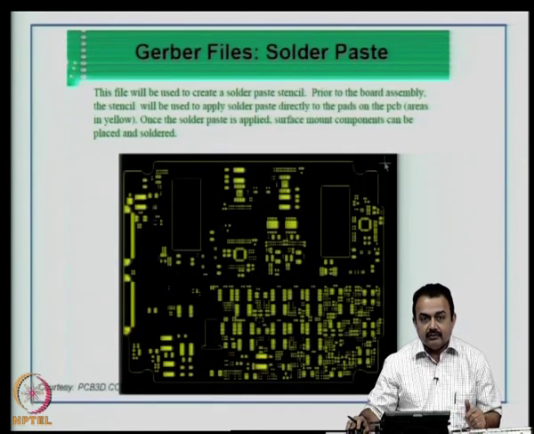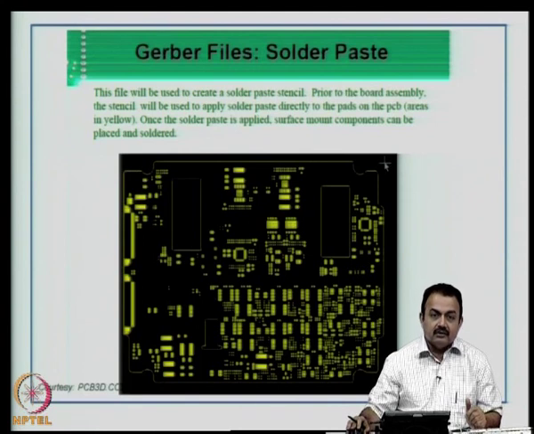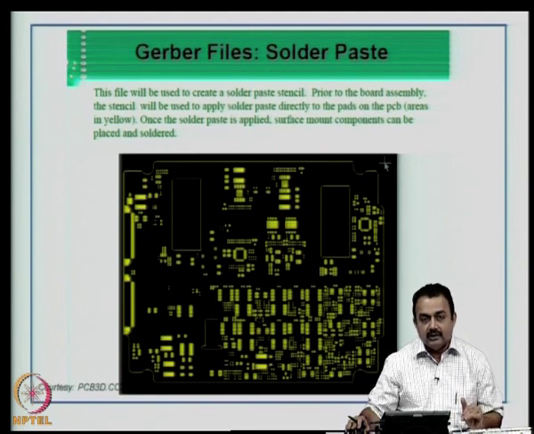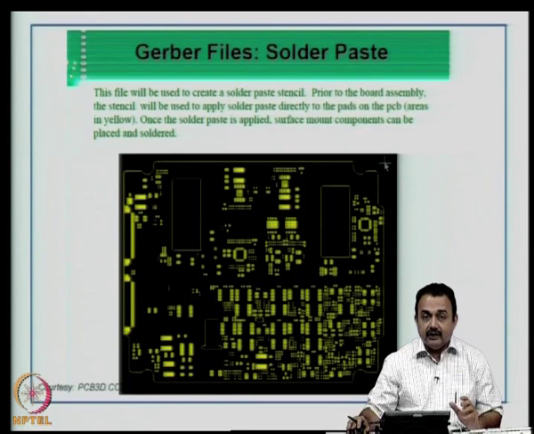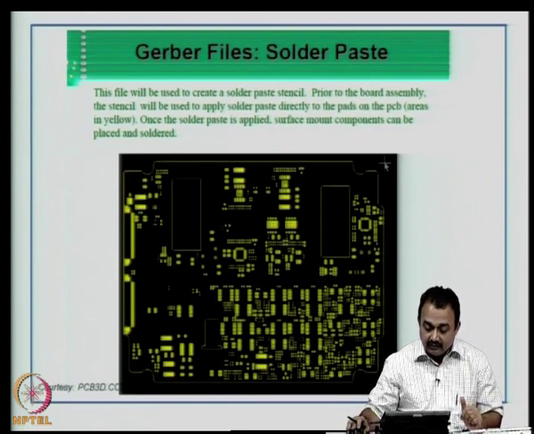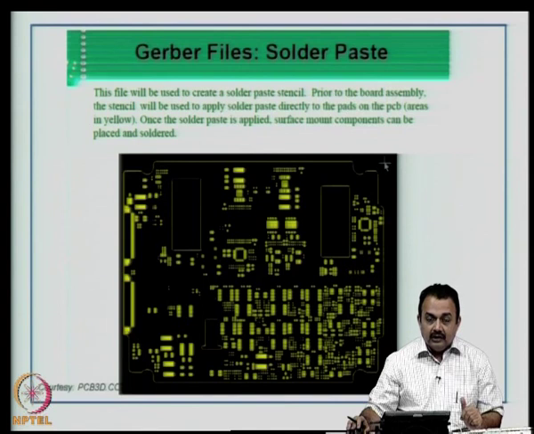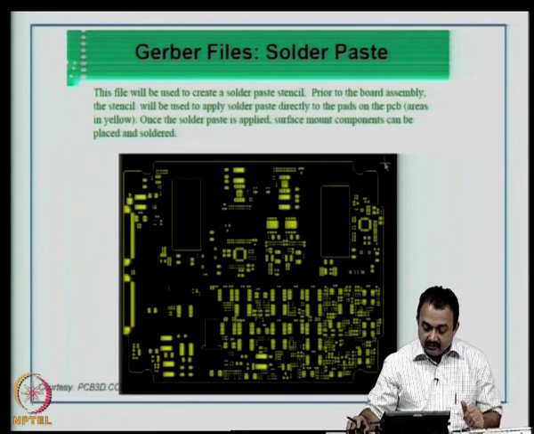This is the file that is used to create a solder paste mask Gerber file for solder paste printing. Solder paste printing is a methodology that will be used for mounting surface mount components after the board is complete. This is one of the methods for assembling surface mount components. We will get to know about this when we talk about surface mount technology, but it is better to know that as a designer you can also create this solder paste Gerber file.